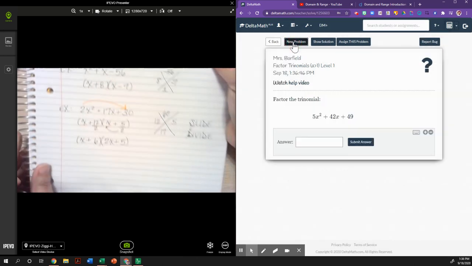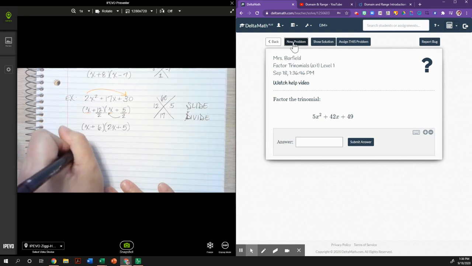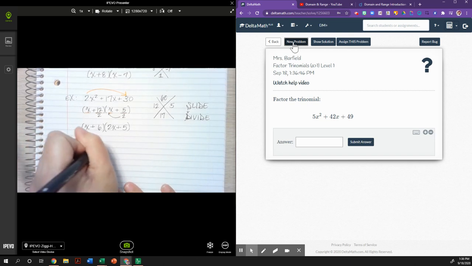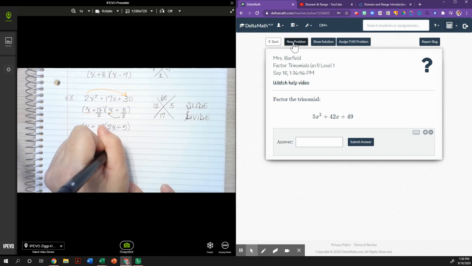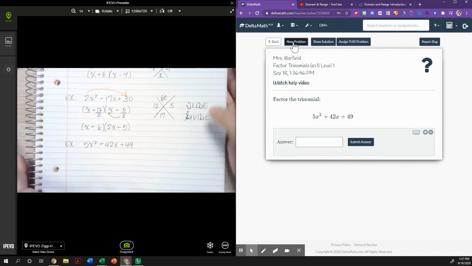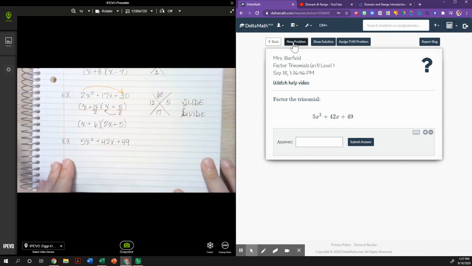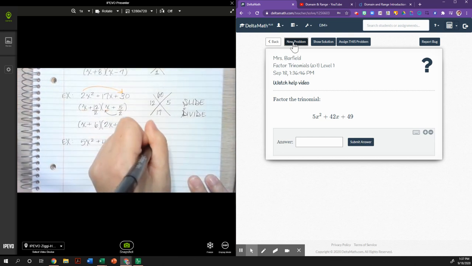So I have 5x squared plus 42x plus 49. Now, I know some of these larger numbers, you're probably thinking to yourself, I can't do this. Yeah, you can. You get your calculator out.